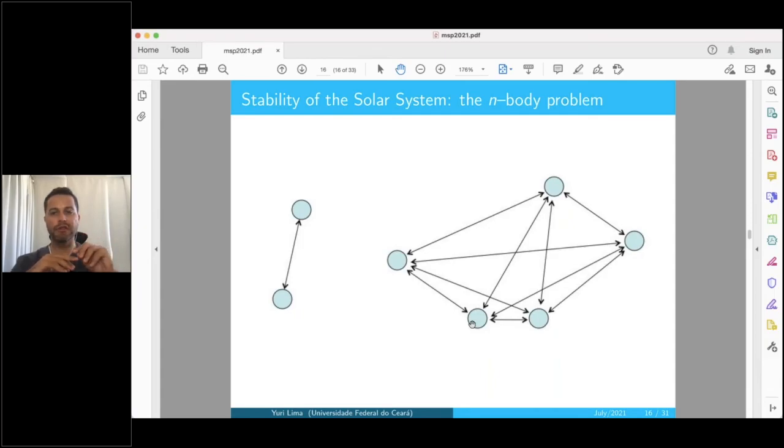5 choose 2 is 10. Let me do it here. Yeah, it's 10, but you have 2 times 5 choose 2, so you have actually 20 of these forces here, and you have 4 for each of the planets. So each of the planets has 4 gravitational forces acting on it, 1 for each of the other planets.